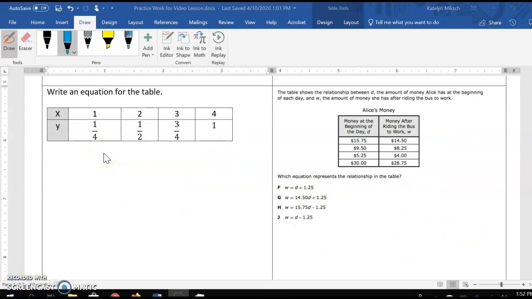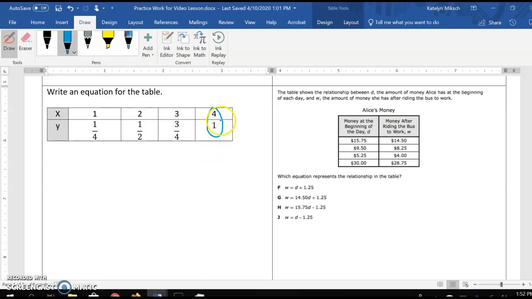Okay, here we have another input-output table. This one is just turned on its side. It's a horizontal table. X is still your input, Y is still your output. So yet again, we're starting with larger numbers and ending up with smaller numbers. 1 to 1/4, 2 to 1/2, 3 to 3/4, and then 4 to 1. So looking at these, we're either subtracting something or dividing by something, which again could be multiplying by a fraction or a decimal. So first I would probably look at the relationship here between 4 and 1.